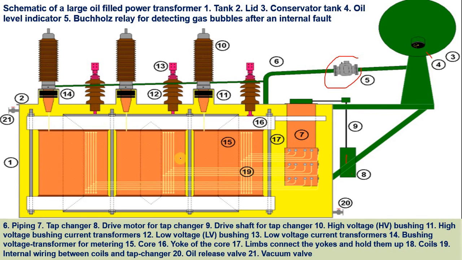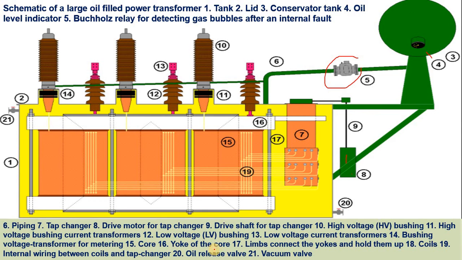The next is the bushing voltage transformer. Then next is the low voltage LV bushing current transformer, number 13. Then number 14 is the bushing voltage transformer for metering. Number 15 is the core.